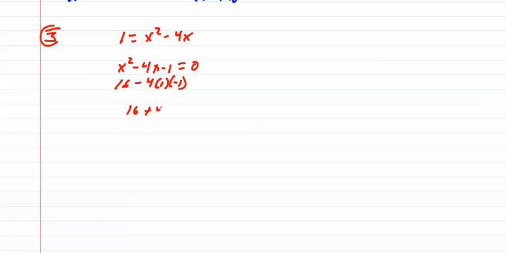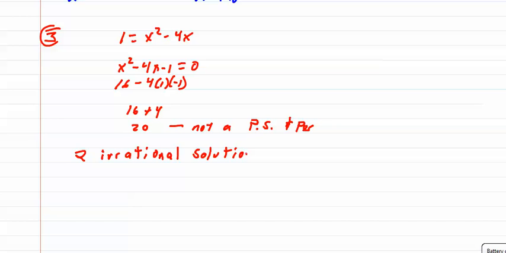Number 3, 1 equals x squared minus 4x. I'm going to subtract 1. x squared minus 4x minus 1 is equal to 0. 16 minus 4 times 1 times negative 1. 16 plus 4 is 20. 20 is not a perfect square. It is positive. Not a perfect square, and positive, so we have two irrational solutions. My discriminant is 20.